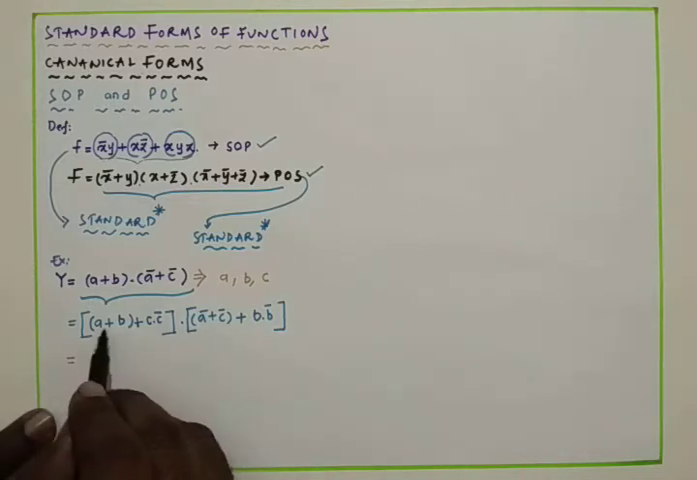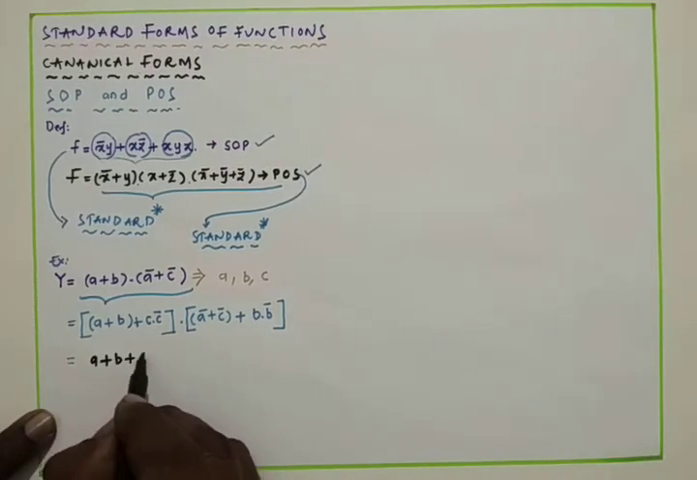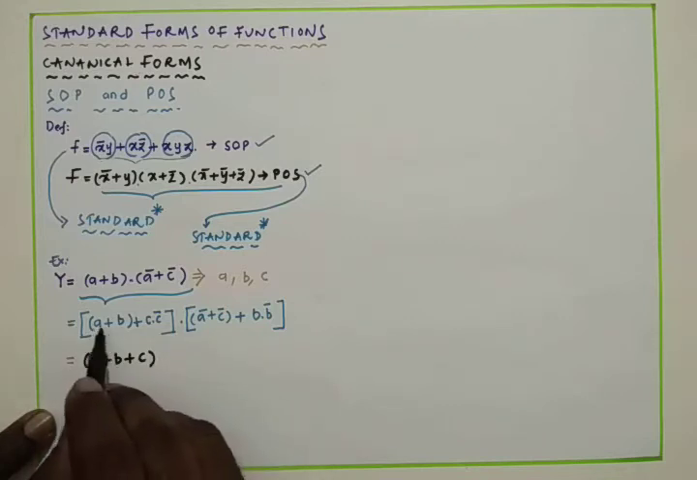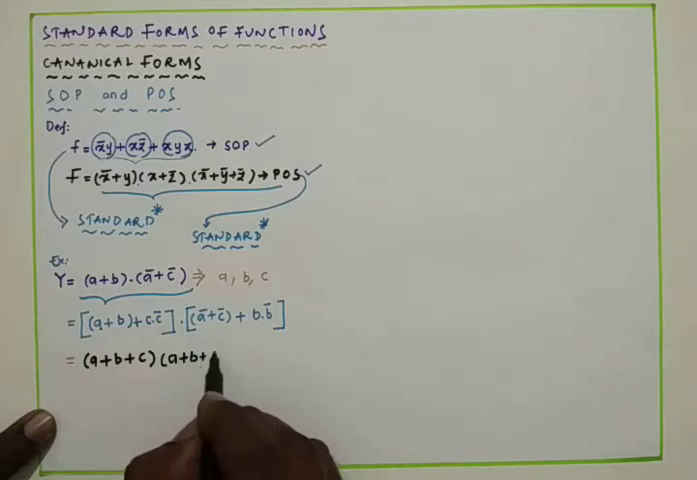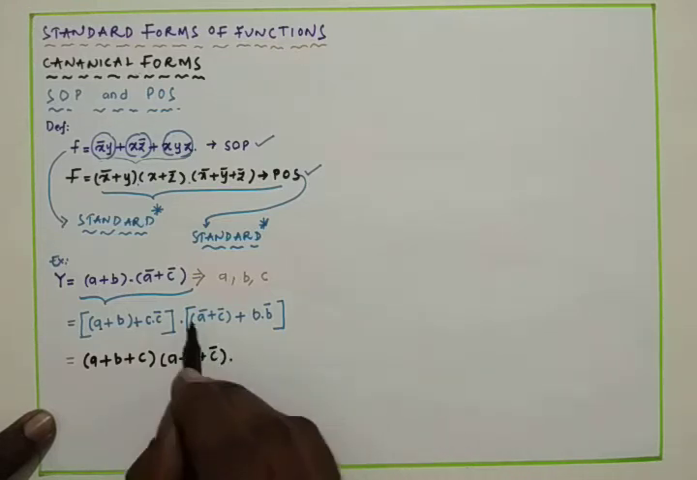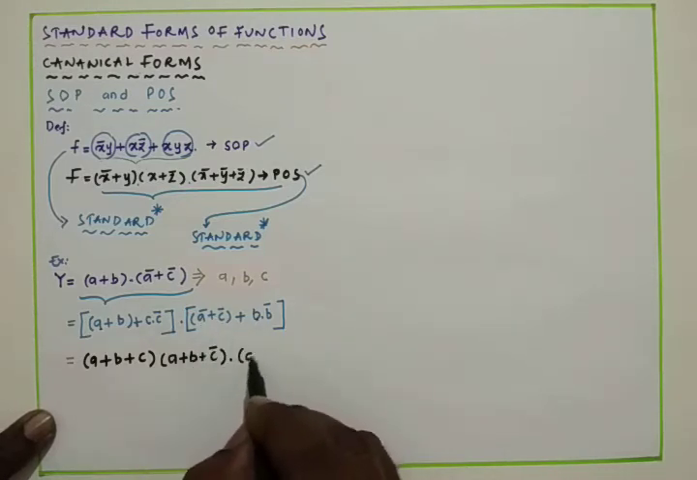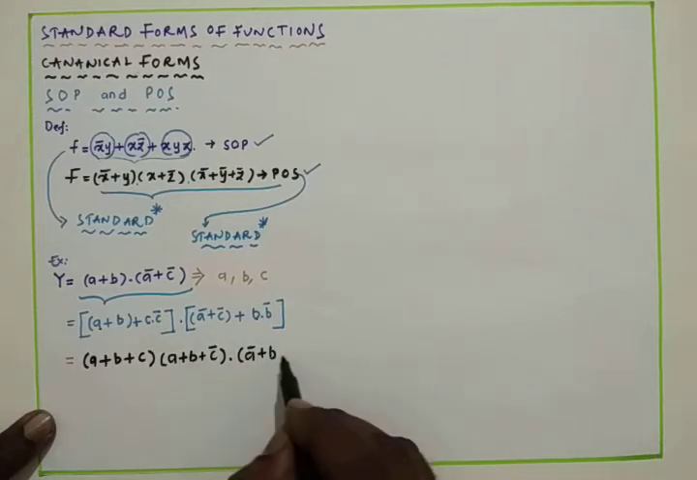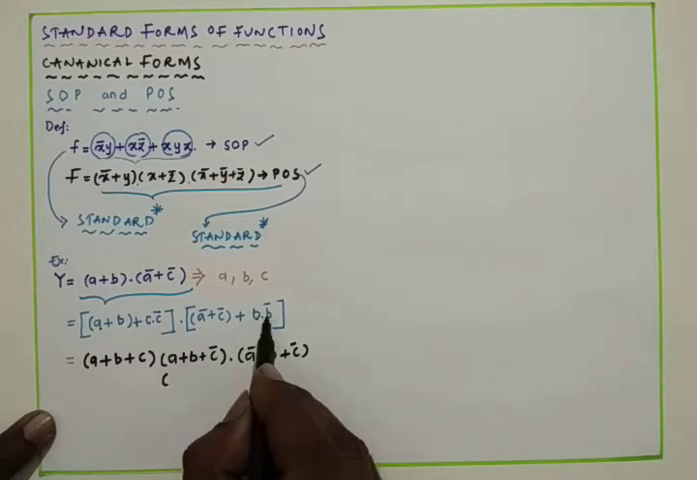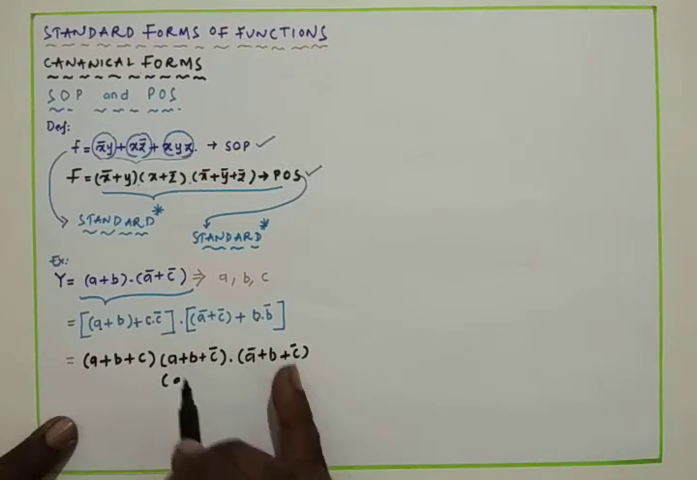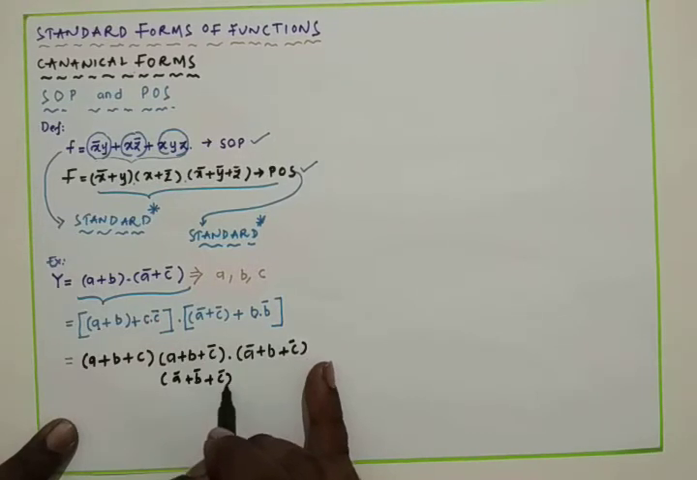See this one: A plus B plus C, into A plus B plus C bar. Then A bar plus B plus C bar. And the last one is A bar plus B bar plus C bar.